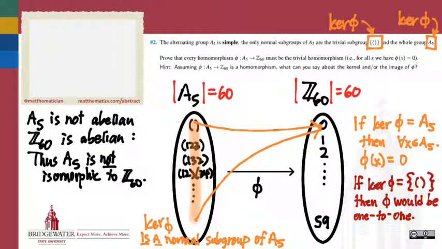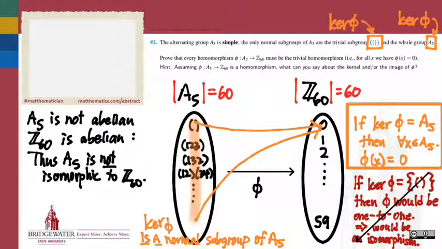But then I would have a one-to-one homomorphism between two groups of the same order. So what else would it also be? It would be an isomorphism. But why is this impossible? Because A5 is not isomorphic to Z mod 60. So therefore, we can rule out this possibility. This can't happen, and therefore, by disjunctive syllogism, the other thing must happen. The kernel must be all of A5, and therefore phi must be trivial.